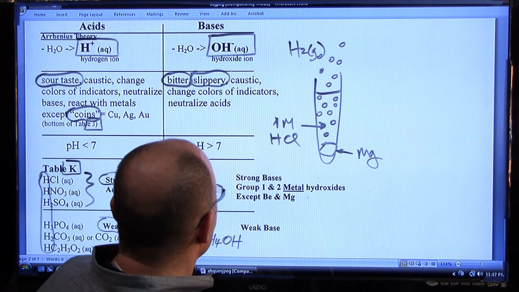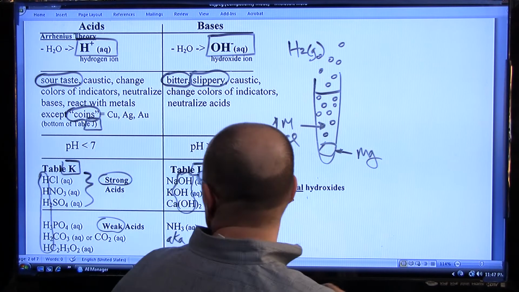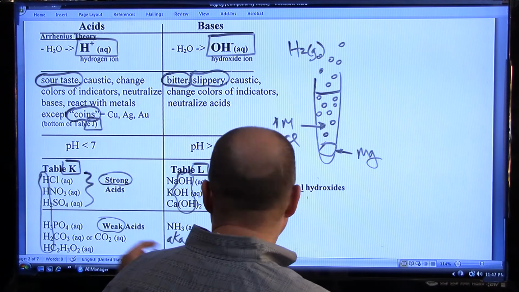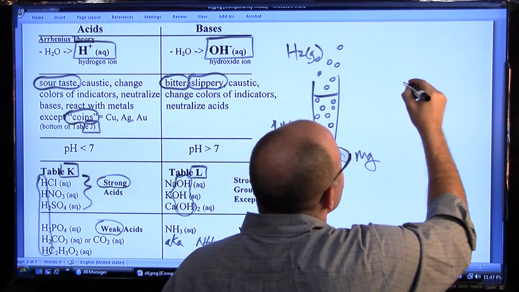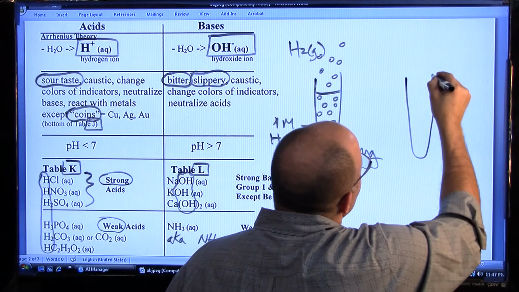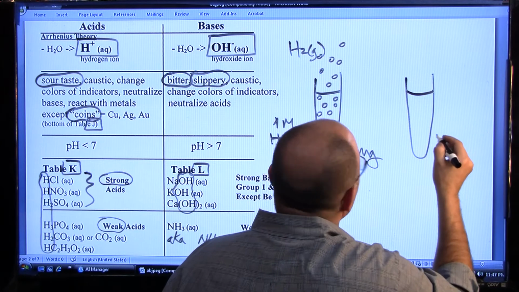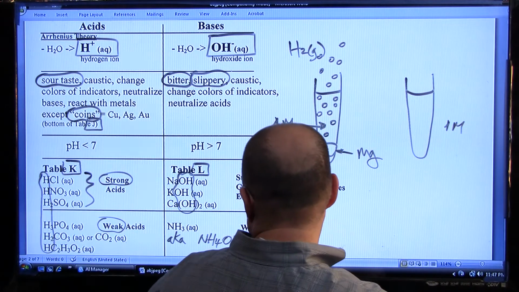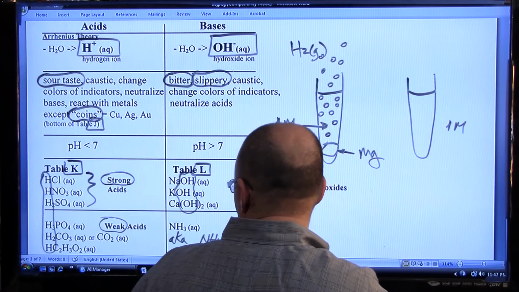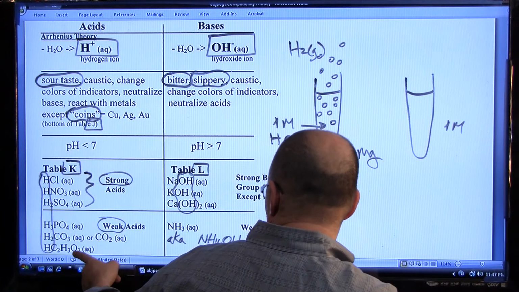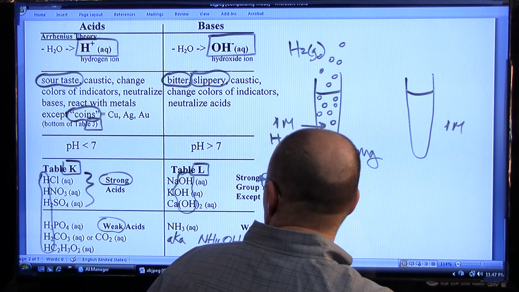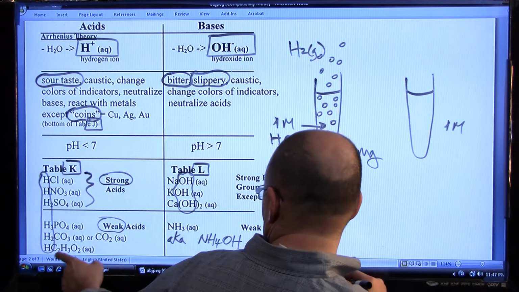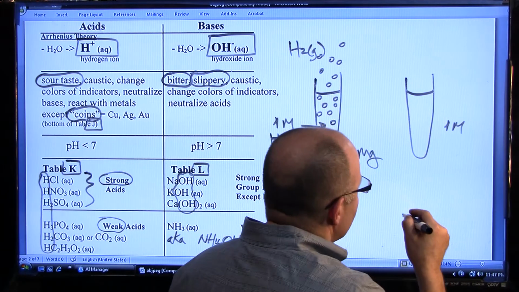Now, to contrast a strong acid with a weak acid, why don't we take the bottom of Table K, the ethanoic or acetic acid. Let's place that here. Let's make sure it's a 1 molar solution also. And that acid at the bottom of Table K can be written 2 ways, recall, as HC2H3O2 or CH3COOH. And we'll talk about why that is in a second. But let's write it as HC2H3O2.